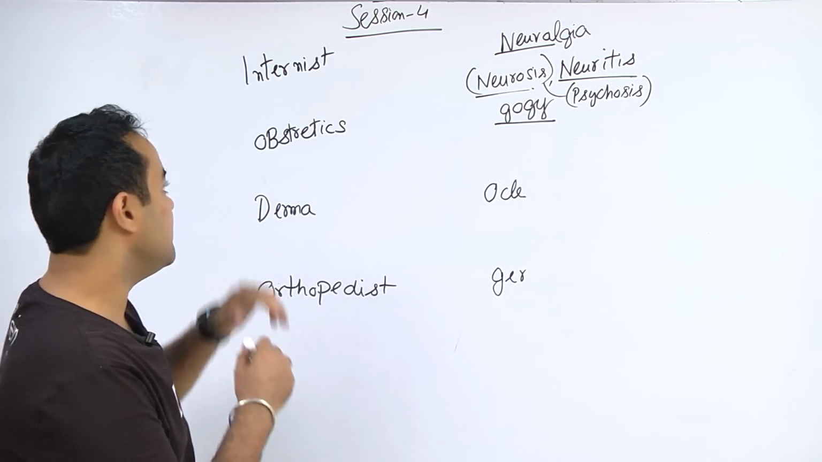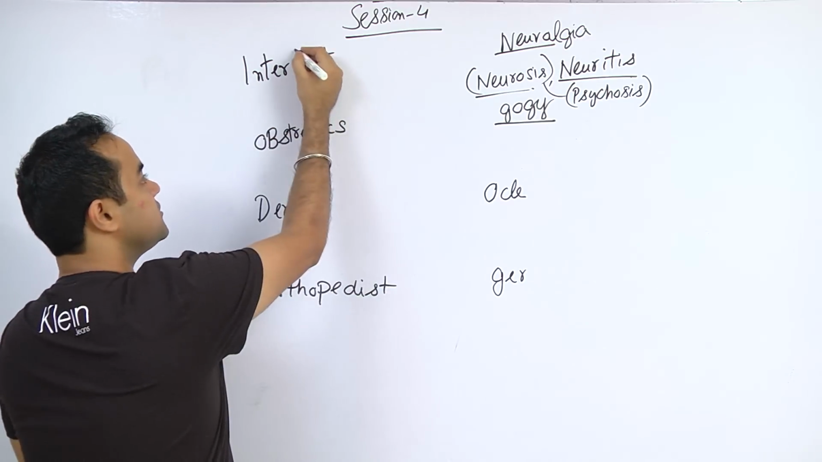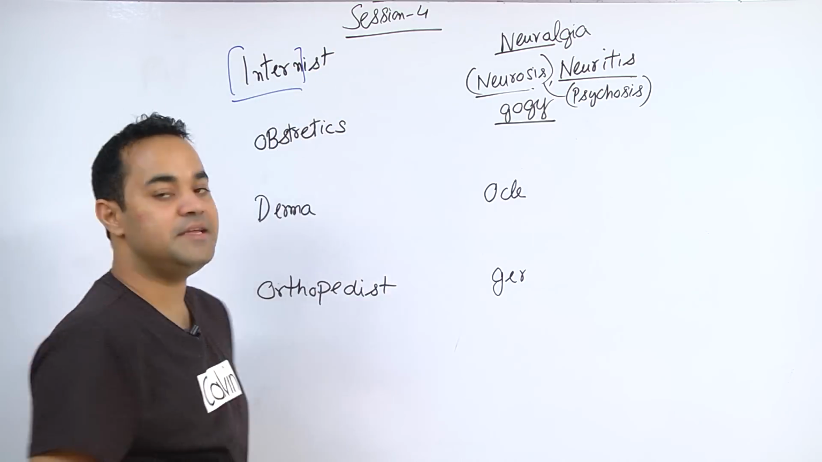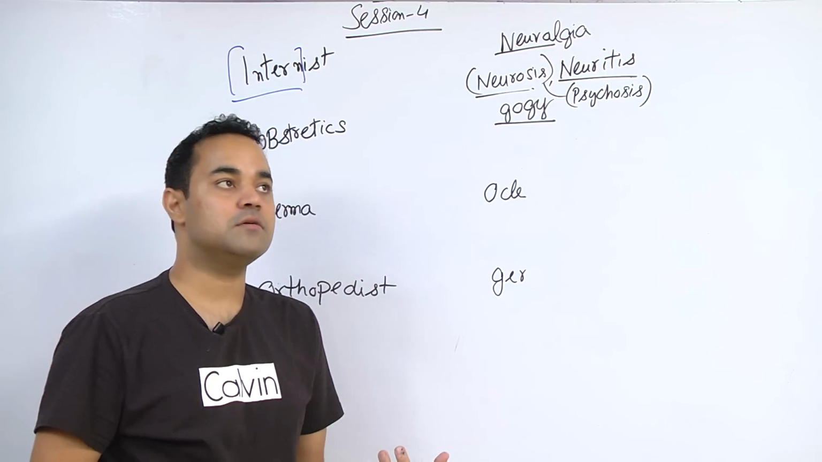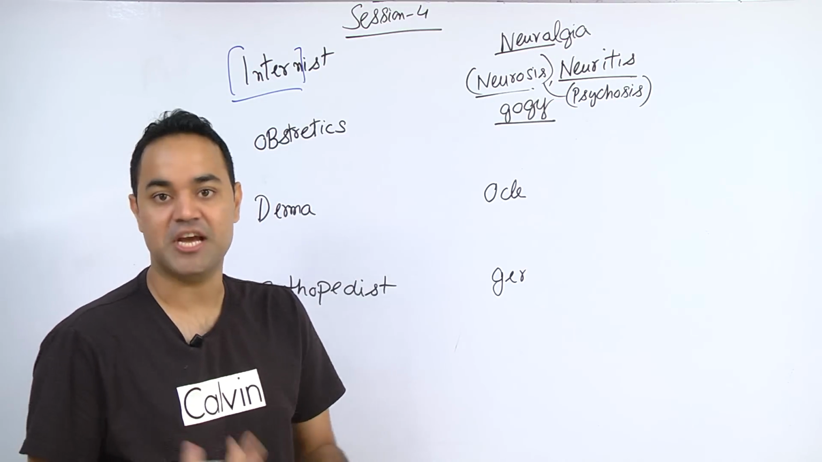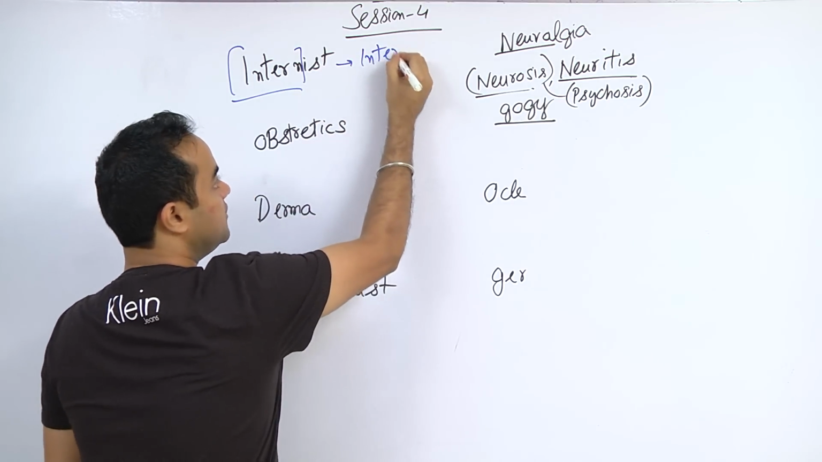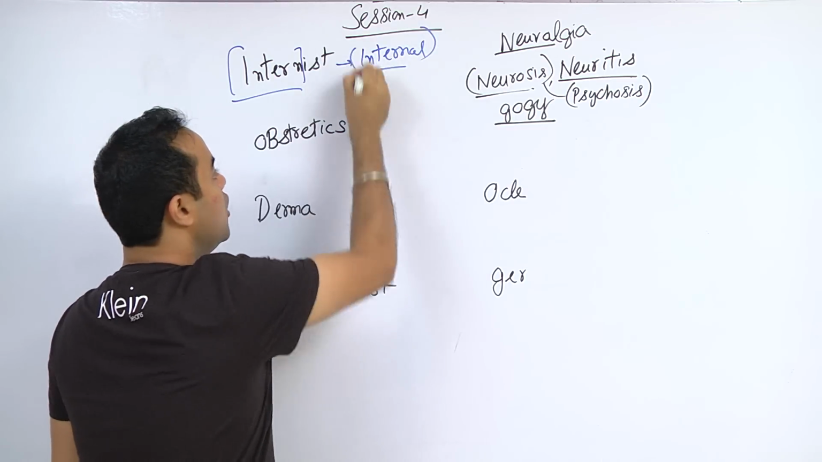Let's get started. The number one word for today is internist. Internist is a simple doctor for any internal problems you have. I've got some problem in my stomach. I need to go to an internist to check what the problem is. This word is called internist, or you need to check the internal problems of the body.